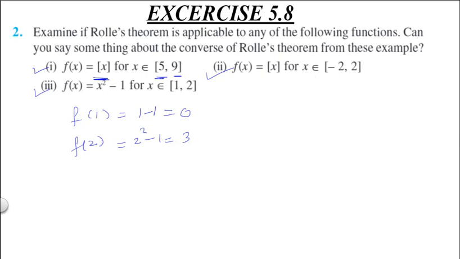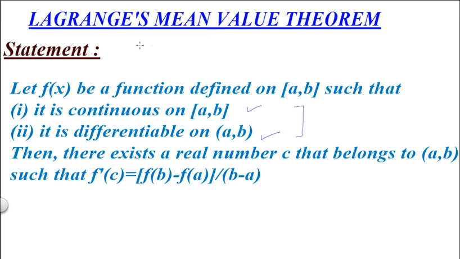Now I will discuss another concept, which is Lagrange's mean value theorem. Here is Lagrange's mean value theorem, whose statement is, if f(x) is a real valued function defined on the interval [a, b] such that it is continuous on [a, b] and differentiable on (a, b), then, so here only two conditions are to be checked, continuity and differentiability. If they both are satisfied, then there will exist a number c, and here f dash c is not equal to 0. Here it is equal to f of b minus f of a divided by b minus a.